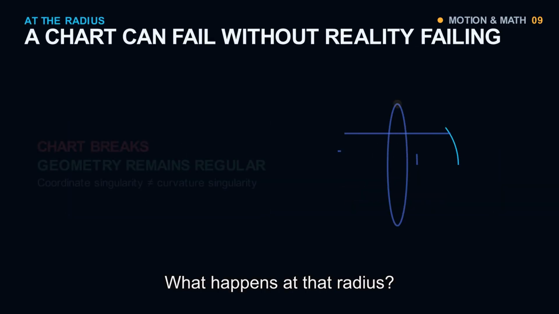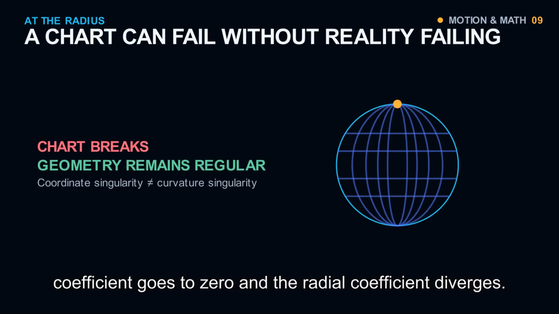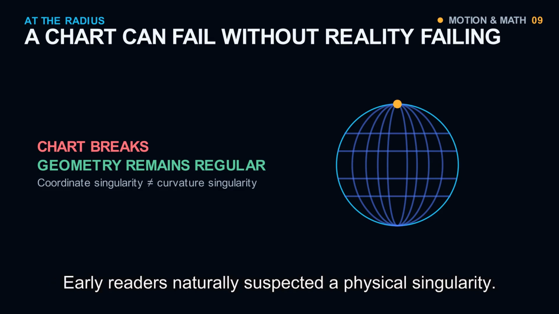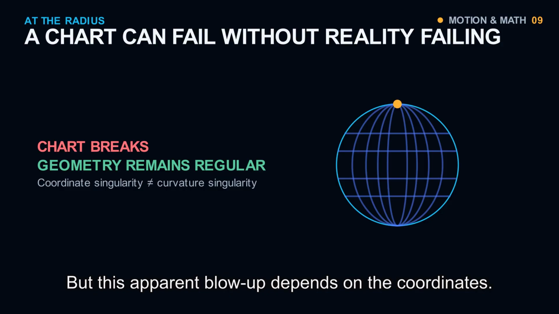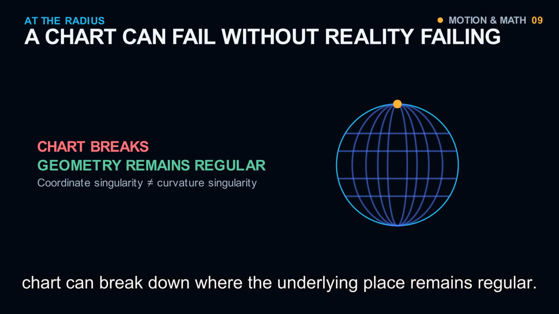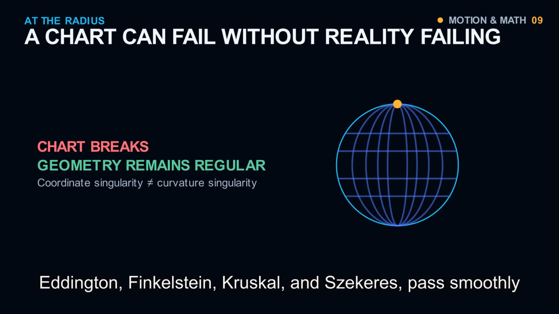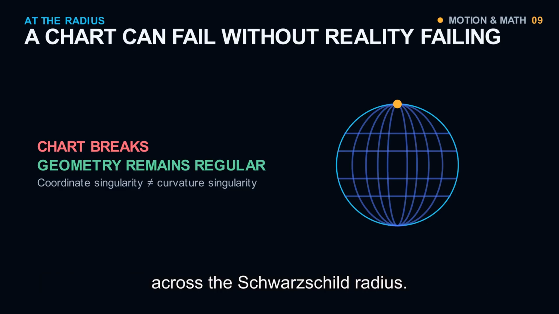What happens at that radius? In Schwarzschild's modern static coordinates, the time coefficient goes to 0 and the radial coefficient diverges. Early readers naturally suspected a physical singularity. But this apparent blow-up depends on the coordinates. It is rather like the failure of longitude at Earth's poles: a chart can break down where the underlying place remains regular. Other coordinate systems, such as those introduced later by Eddington, Finkelstein, Kruskal, and Szekeres, pass smoothly across the Schwarzschild radius. Curvature remains finite there.